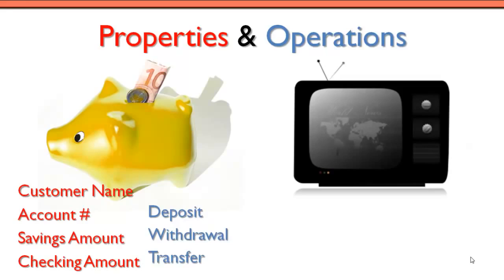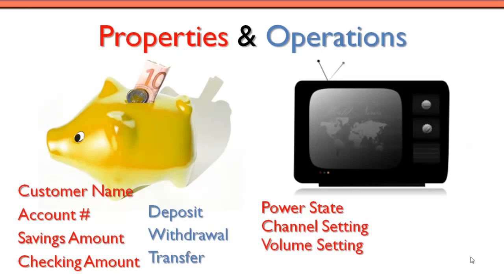What are the properties and what are the operations? And maybe we'll use the term state information in terms of a television set as opposed to talking about properties. So for a television, we can think about the state of the power. So is the television on or off? What's the current channel setting? So are we on channel 10 or are we on channel 100? So that would be, what is the current state of the channel? The volume setting, so where is the volume set right now? Is it at the lowest setting or at the highest setting or somewhere in between?